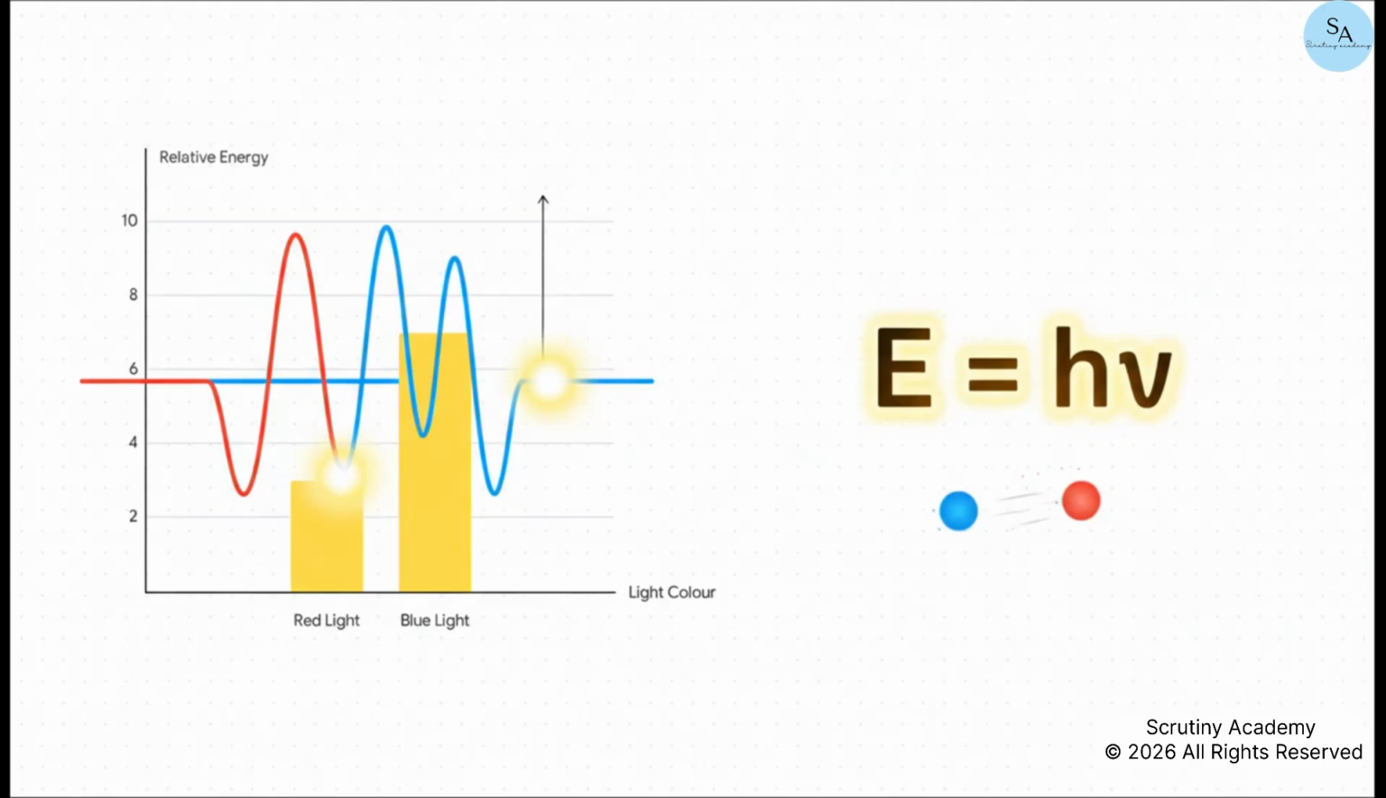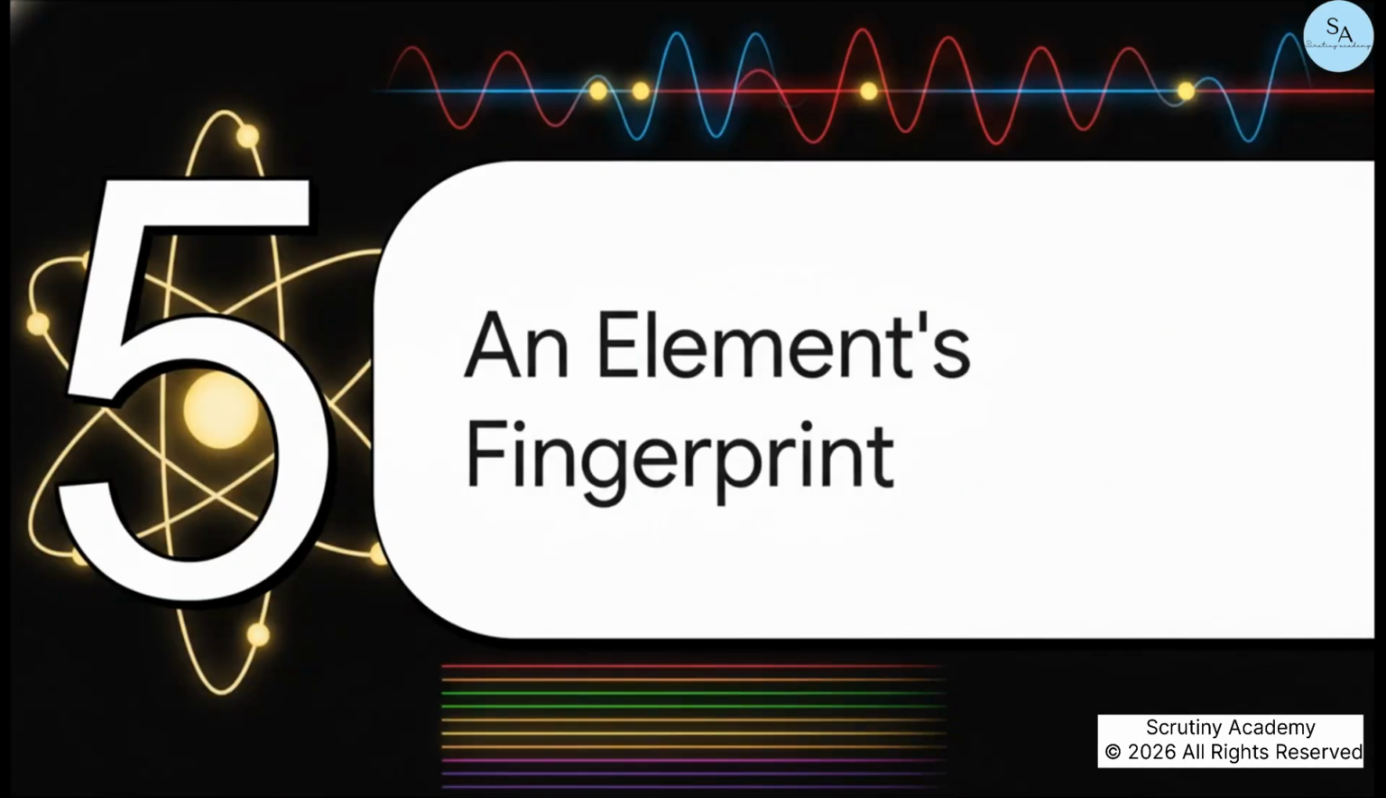We can now see exactly why blue light is high energy and red light is low energy. A single packet, or quantum, of blue light just carries a bigger energy punch than a quantum of red light, all because its frequency is higher. It's that simple. Okay, we've collected all the clues now. We've got wavelength, frequency, and this idea of quantized energy. Let's put all the pieces together and finally solve the mystery of why different elements have their own unique colors.